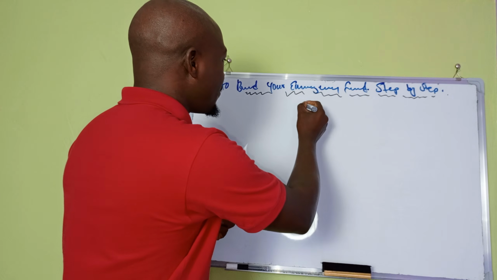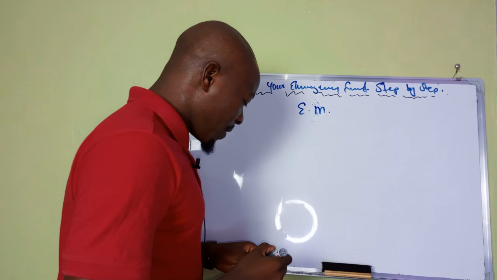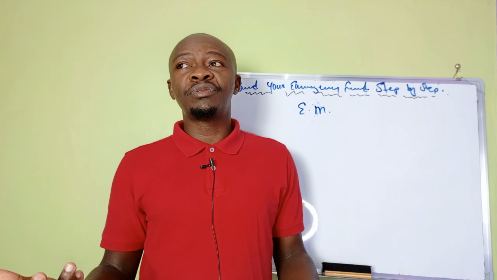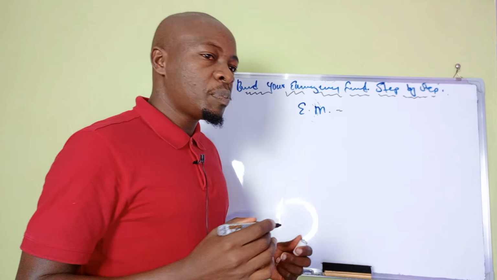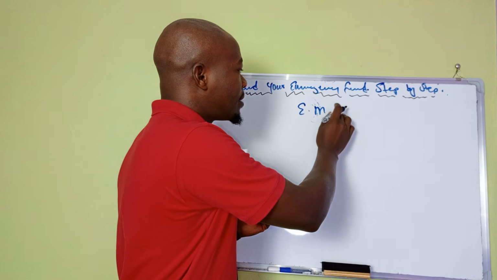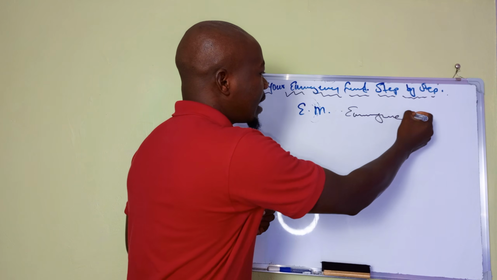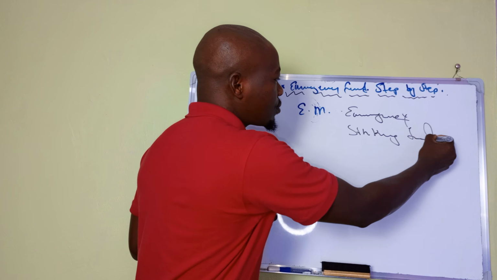Now, here we are. First of all, let's define what's an emergency fund. What is it? What does it compose? Because we cannot engage on something that we want to create and we do not know exactly what it is. So what is an emergency fund? And people tend to confuse two things. There is something called an emergency fund, and there is something called a sinking fund. Those are two different things.